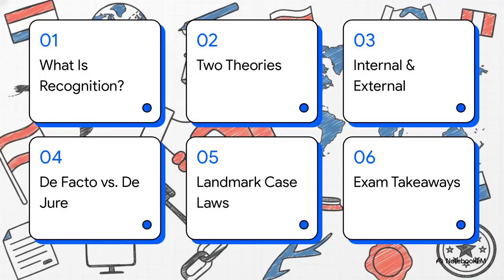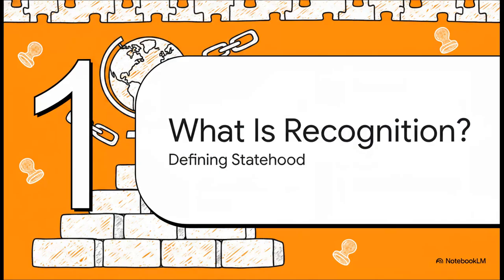Here is our roadmap for today's explainer. 1. What is state recognition? 2. Two theories of recognition. 3. Internal and external effects. 4. De facto versus de jure. 5. Landmark case law examples. And 6. Final exam takeaways. Okay, let's dive right into Section 1.